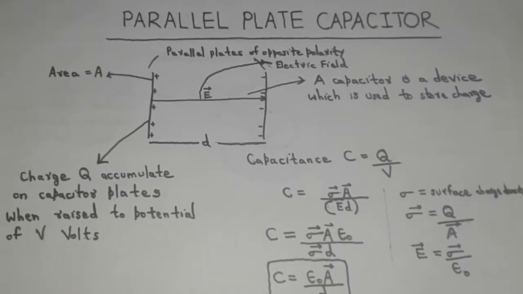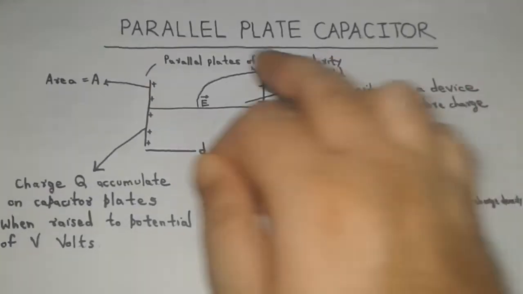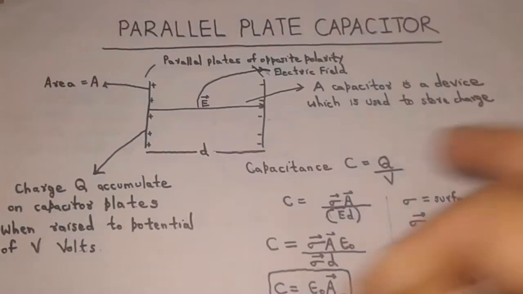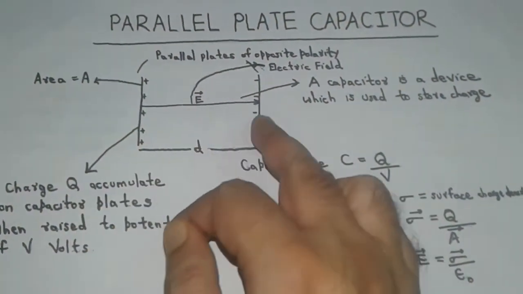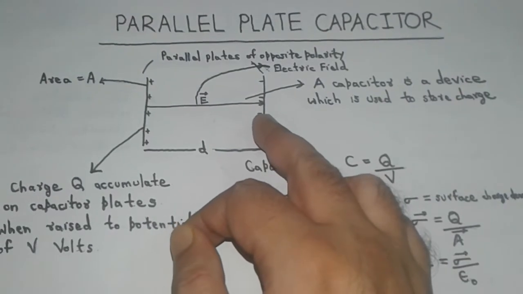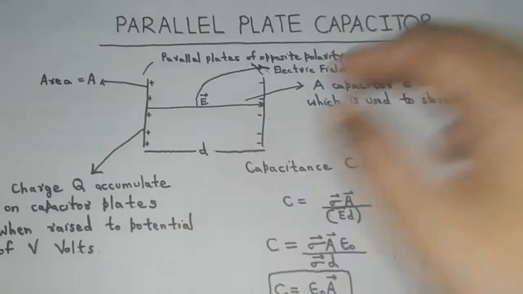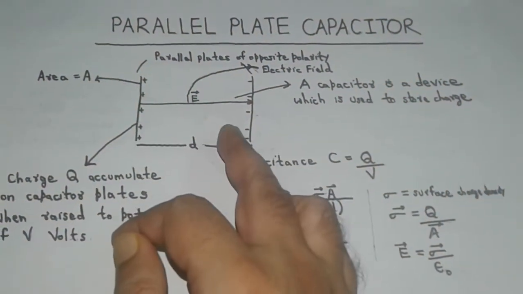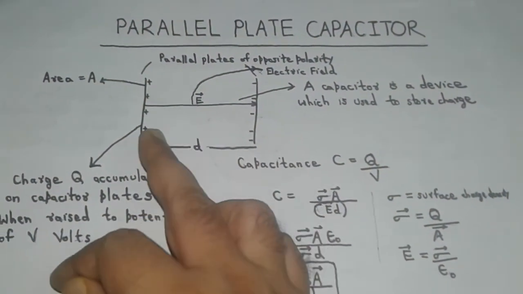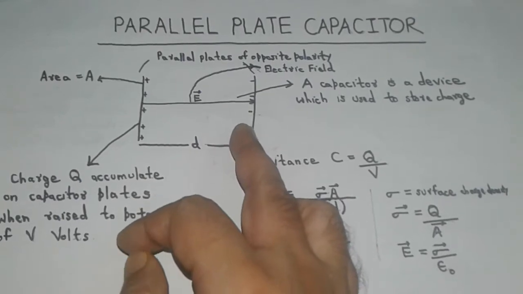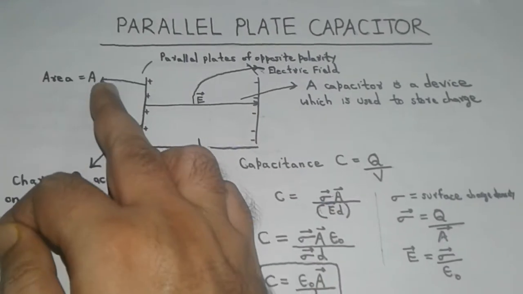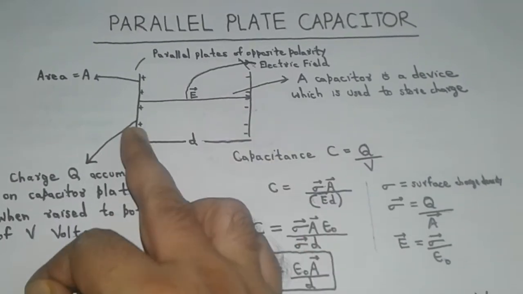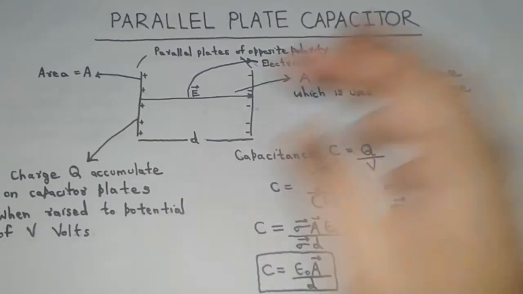Hello students, today we will discuss parallel plate capacitor. A capacitor is a device which is used to store charge. A parallel plate capacitor consists of two parallel plates, each of area A, carrying opposite charges and separated by a distance d.